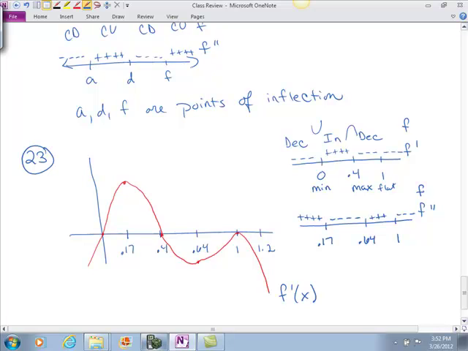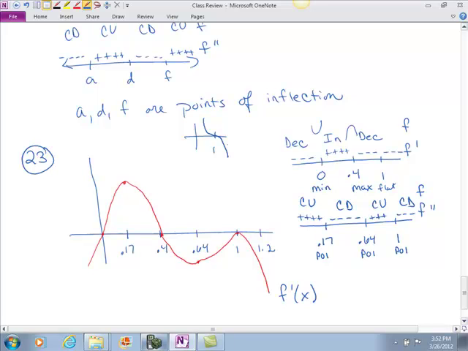And so what does that tell you about f? It's concave up, concave down, concave up, and then concave down. So we have a point of inflection at 0.17, at 0.64, and at 1. That flattening at 1 on the original function: it was decreasing but concave up, and then it flattens, and then it's concave down. Now it may not be crossing the x-axis there. We don't know where that shape is occurring, but that's what it means.